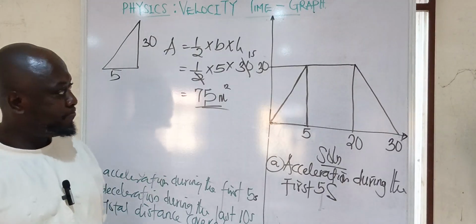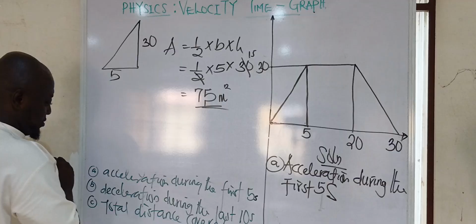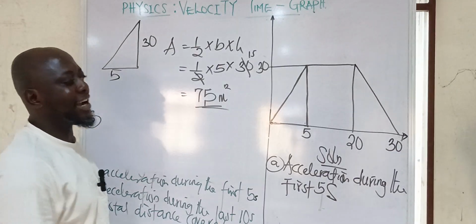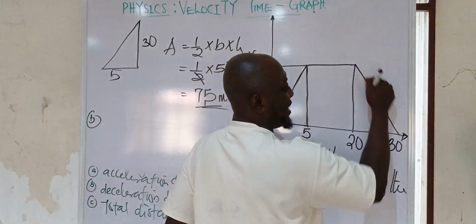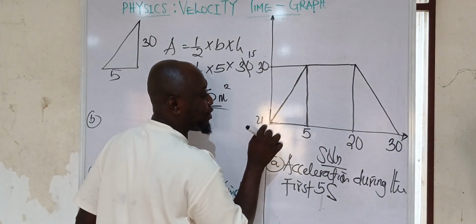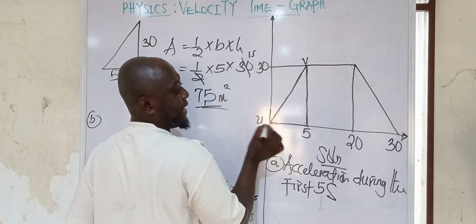So this is it. This is how this is calculated. Now, B, we are told to calculate the deceleration during the last 10 seconds. Remember that here, the body decelerated down here. Also observe that from rest, U is 0 here. So here becomes V. You trace here to be V, and then here is U.